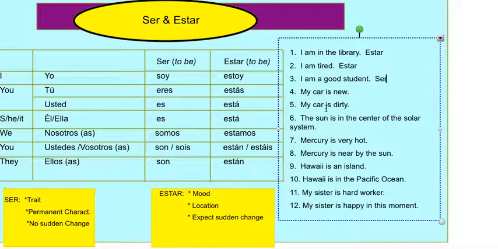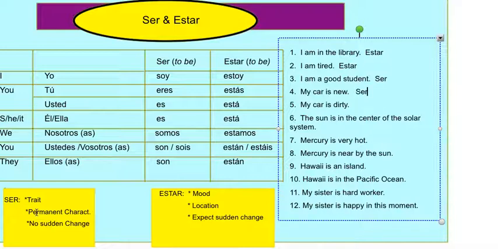So be careful in number 4 or 5. For instance, my car is new. My students say, well, doctor, but new will change. Yeah, it's true, it's going to change. But it's not a sudden change. It might change in a year, in two, in three. We don't know. When we call something a sudden change, it's something that changes in a week or two, three. So my car is new, you treat it like no sudden change, so it will be ser.